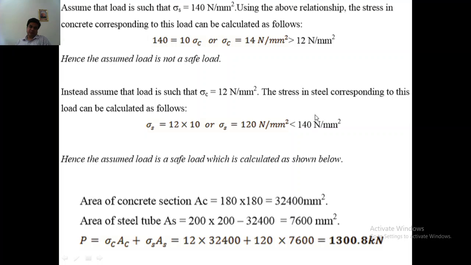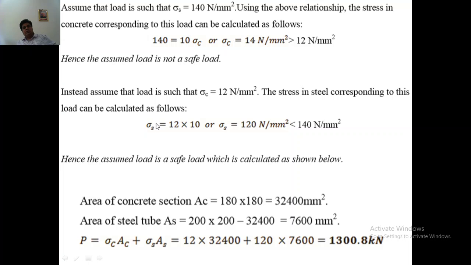So the problem has given the limit here: the stress in the steel should not exceed 140 megapascal. But in my condition, when I put sigma C and calculate sigma S, it is well below 140 megapascal. So only 120 megapascal stress in the steel is applicable, which is well below the permissible stress given in the problem. So I can use this relationship here. Now if I use sigma S as 120, then it is safe, so the load we calculate will be a safe load.